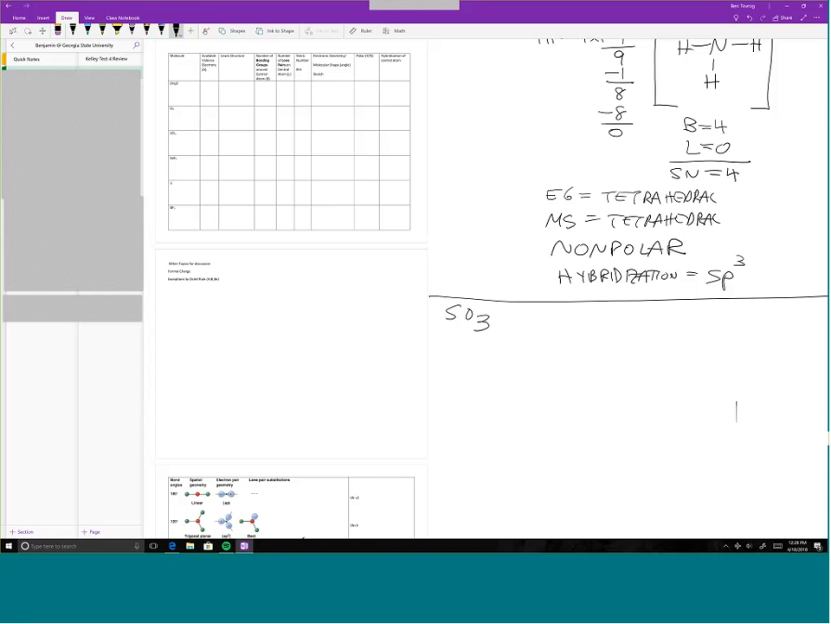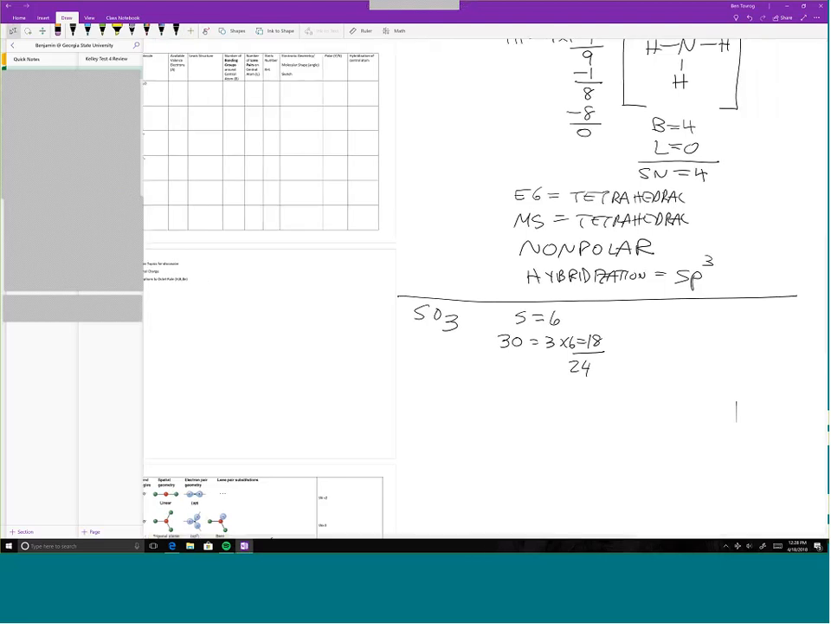All right. Okay, so we're going to start out the same way. Count the valence electrons. Sulfur is in group 6. Oxygen is in group 6. There's 3 of them. So the sum of the 18 and the 6 is going to be 24.